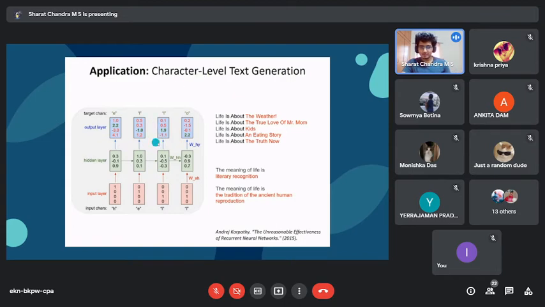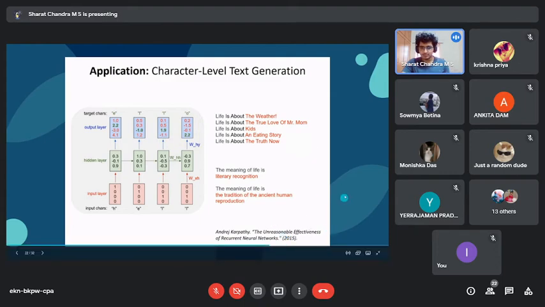So this was fed with some philosophy book, and these were the results. Life is about the weather. Life is about the love of Mr. Mom. Life is about kids. Life is about an eating story. Life is about the truth now. So it's pretty philosophical because it was fed with philosophical books. This is the research paper. If you want to explore, you can.